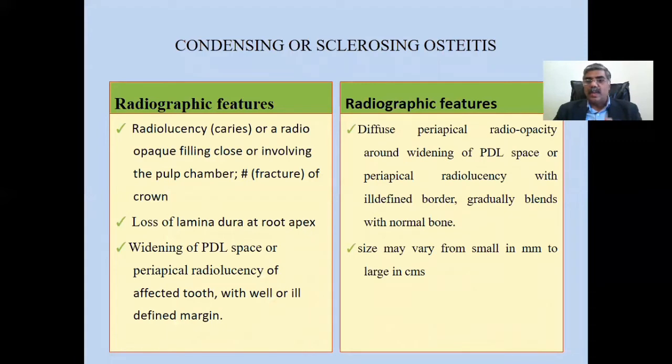Now the next periapical pathology that we are going to discuss is condensing osteitis or sclerosing osteitis. The radiographic features include the source of infection, usually in the form of caries, filling, or a fracture. There will be loss of lamina dura at the root apex, and gradual widening of the adjacent periodontal space, and there will be a diffuse periapical radiopacity surrounding 1 to 2 millimeter or more of periapical radiolucency. The size may vary from millimeter to centimeter.